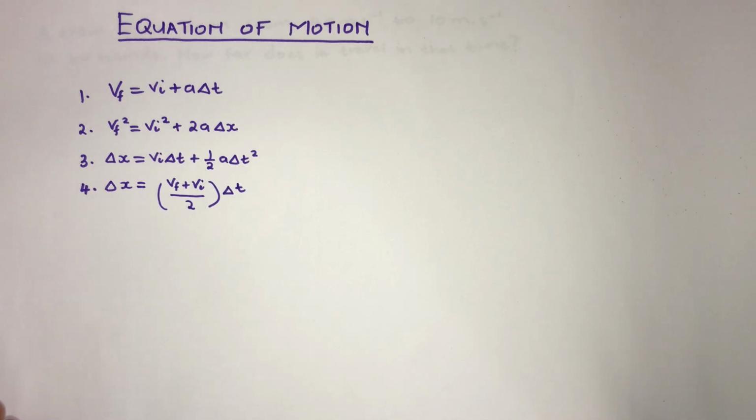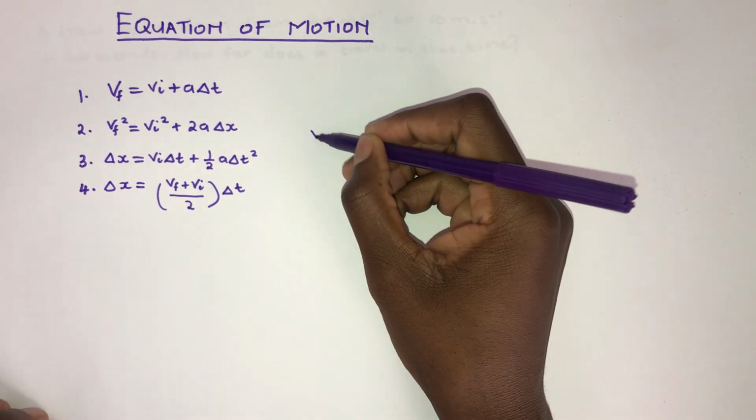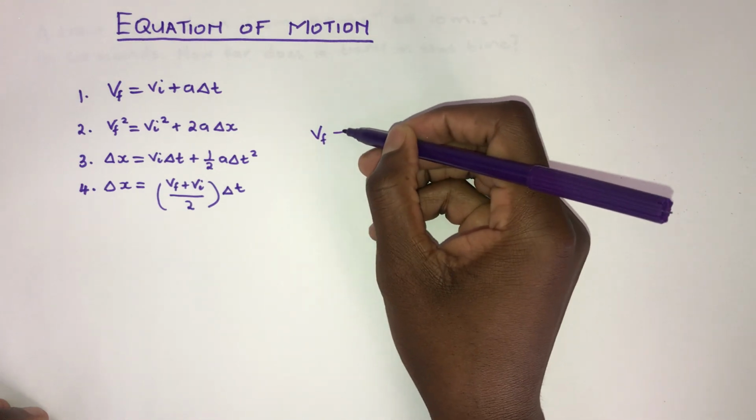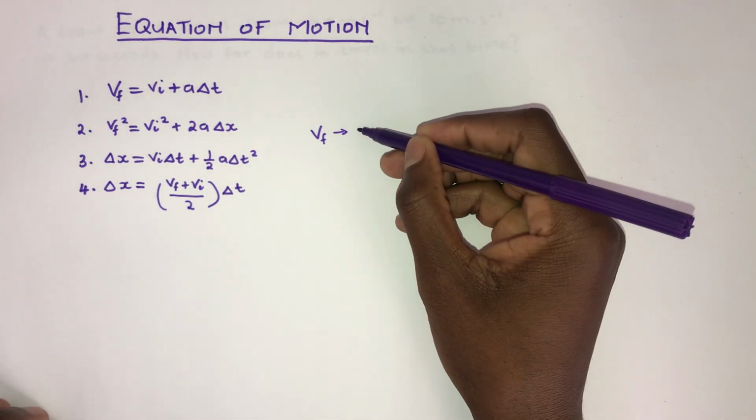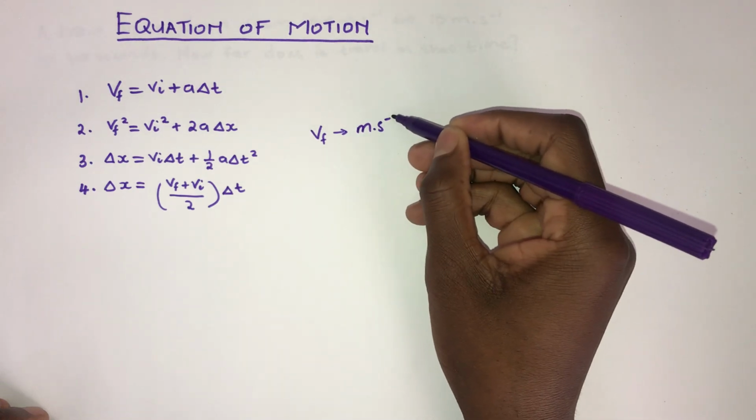And the third one, the change in x, which is our distance or the displacement, is equal to the initial velocity multiplied by the change in time, plus 1/2 acceleration multiplied by the change in time squared. The last one, the change in x is equal to the final velocity plus the initial velocity divided by 2, multiplied by the time. So velocity, let's say Vf, the SI unit is meters per second.